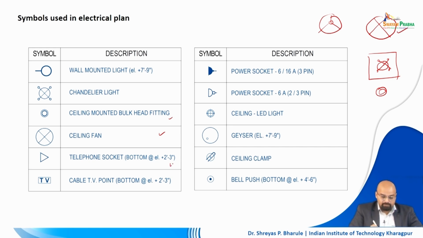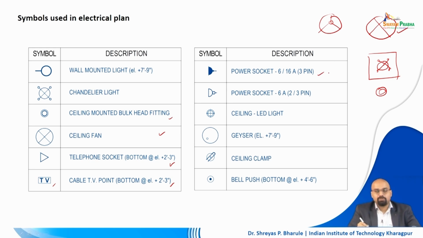Then we have the telephone socket. If there is a landline connection being provided, or an internet broadband connection is to be provided, that will be represented with this kind of socket, right? And these are all to be mentioned in the plan. The elevation, we actually show the elevation of that particular appliance. In case of a TV point, it is mentioned. A TV connection, the antenna connection or the cable network connection, is located. So a TV point will be written on top of the plan.